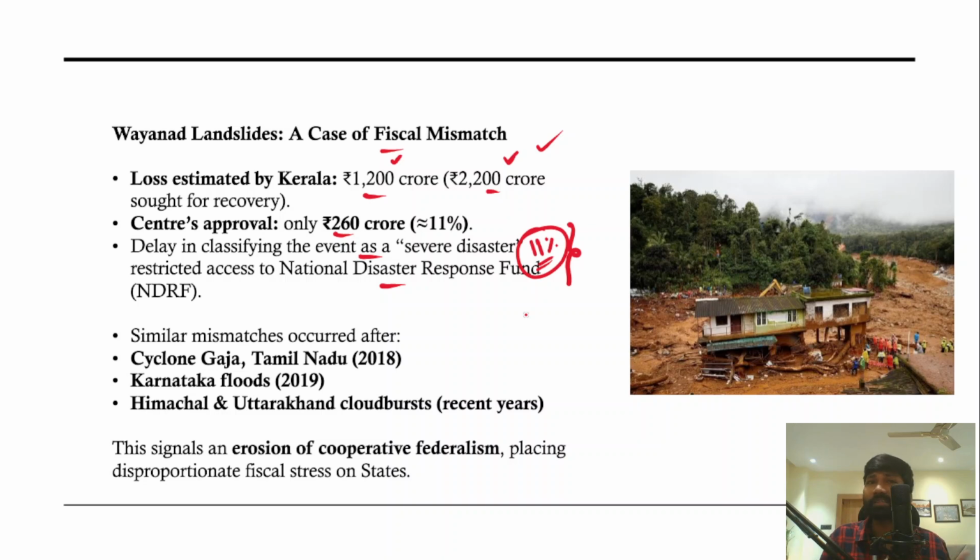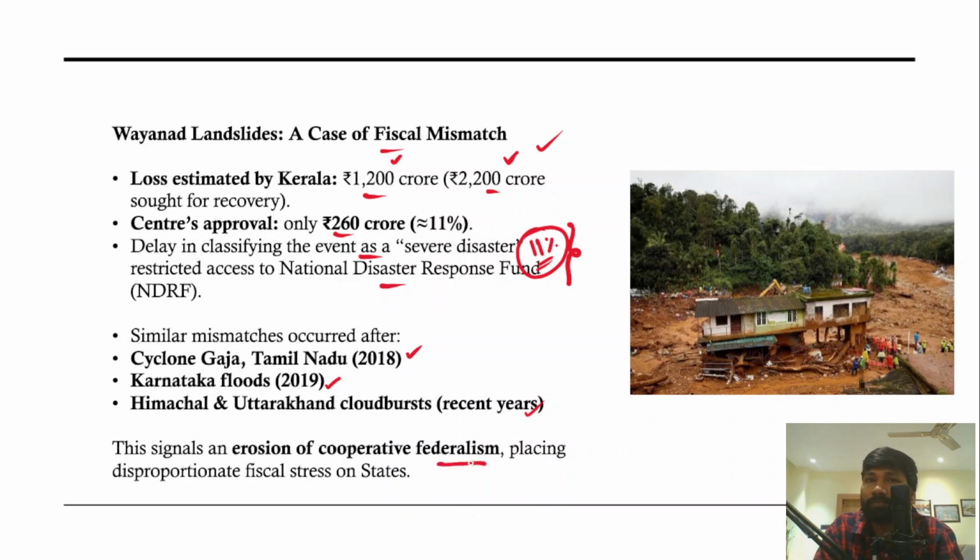There are other examples also where a fiscal mismatch is clearly visible. For example, Cyclone Gaja in Tamil Nadu 2018. Inadequate fund has been given to the state of Tamil Nadu, and Karnataka floods 2019 and Himachal Pradesh Uttarakhand cloudburst in recent years. Now, in all these cases, inadequate amount of fund has been dispersed to the state governments, and these funds are not adequate to deal with the recovery. However, this actually signals from the central government an erosion of cooperative federalism.